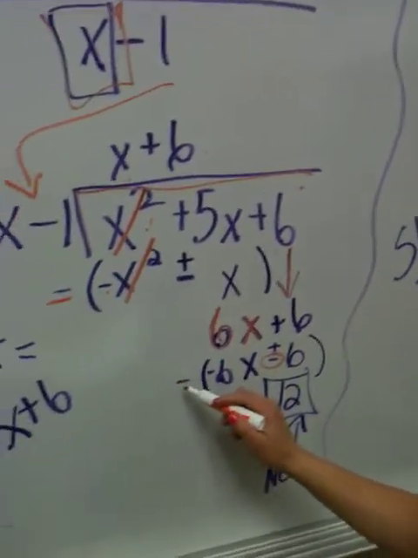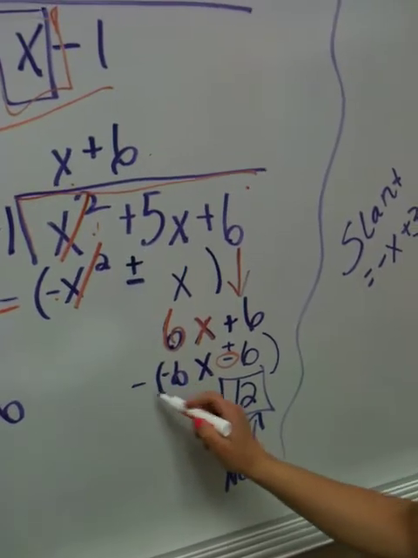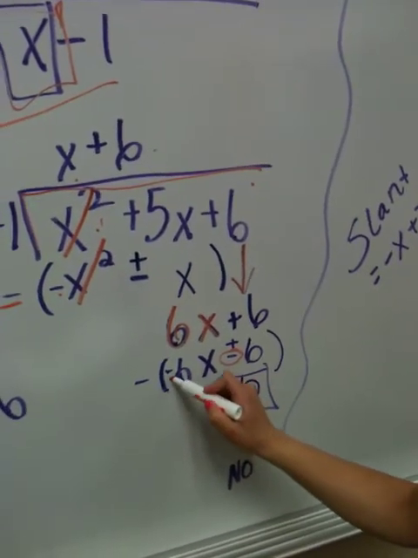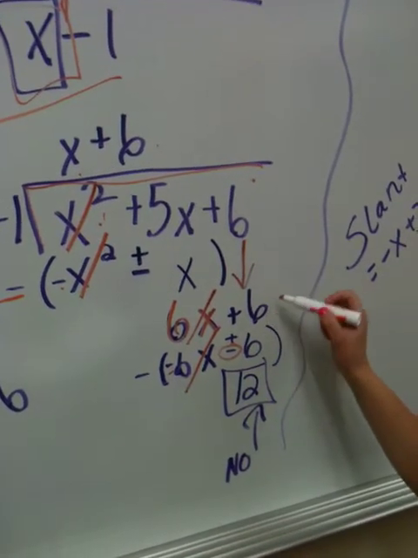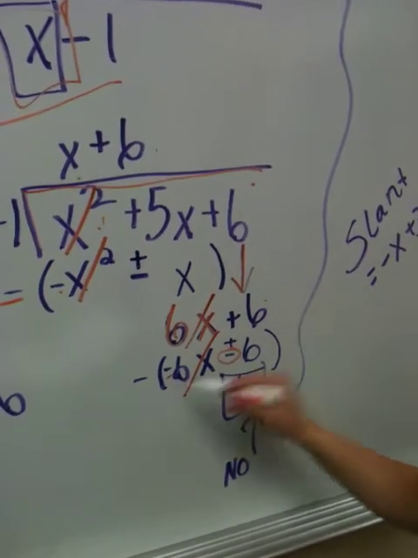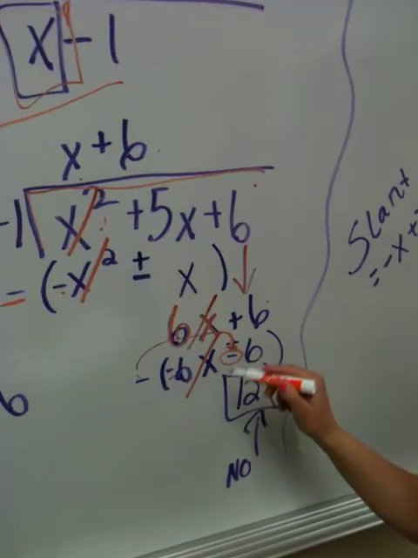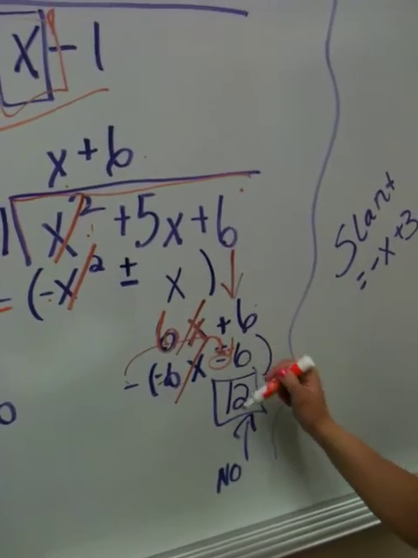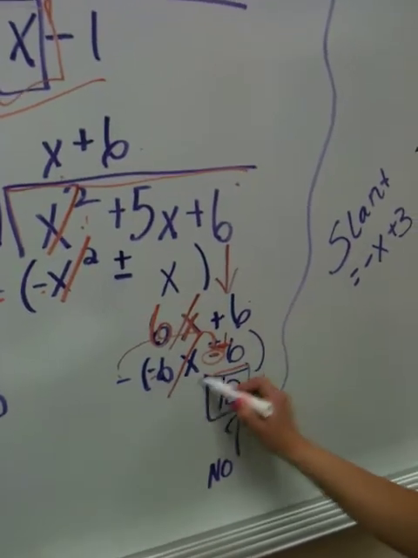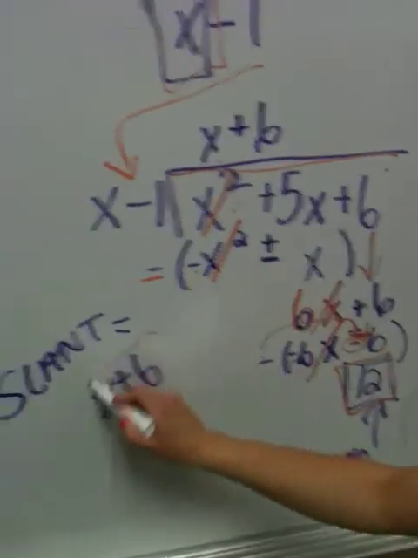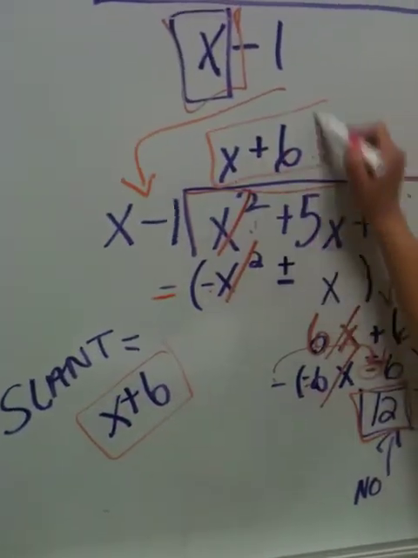So then again we have to do the subtraction, and we want to do the opposite. So this was positive, so now it becomes a negative, and these cancel out. And then we have 6, and then since we distributed that, a negative times a negative is a positive. So it is positive, so then 12. But the remainder doesn't matter, and the slant asymptote is x plus 6.